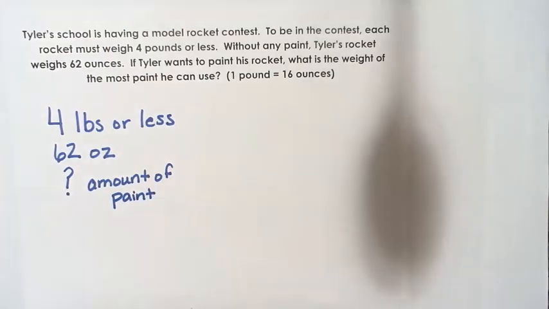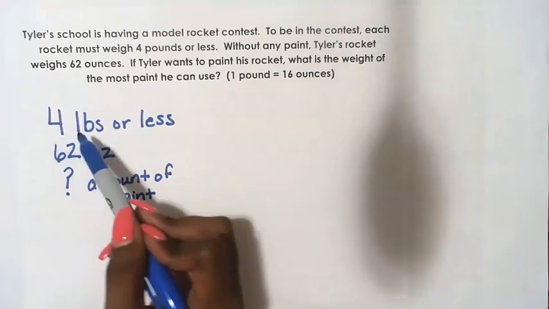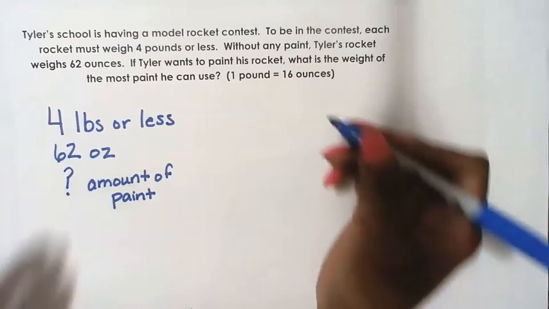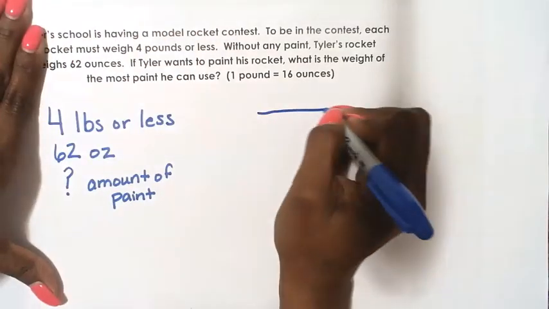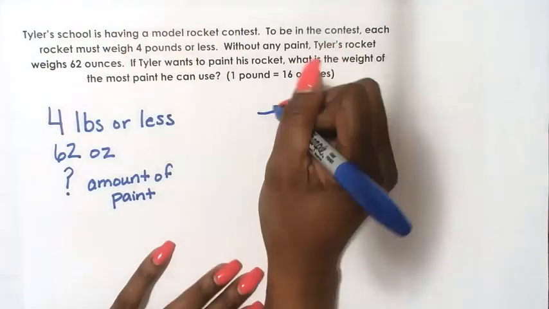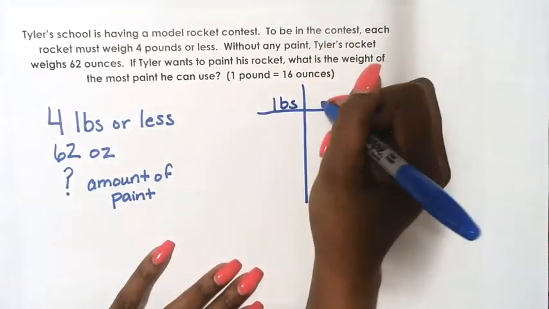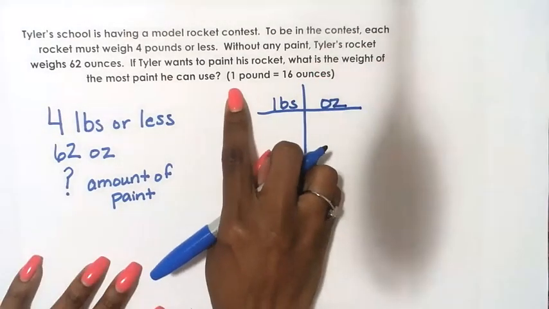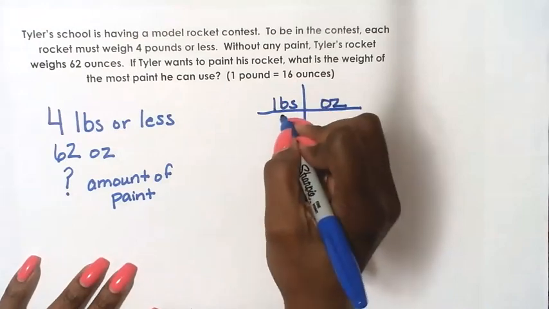Now, I noticed that the maximum weight in order to be able to compete in the contest is given to us in pounds. The weight of Tyler's rocket is given to us in ounces. So I know I will need to convert. I will convert pounds to ounces using a 2-column table. Converting pounds to ounces. I know that 1 pound is 16 ounces.